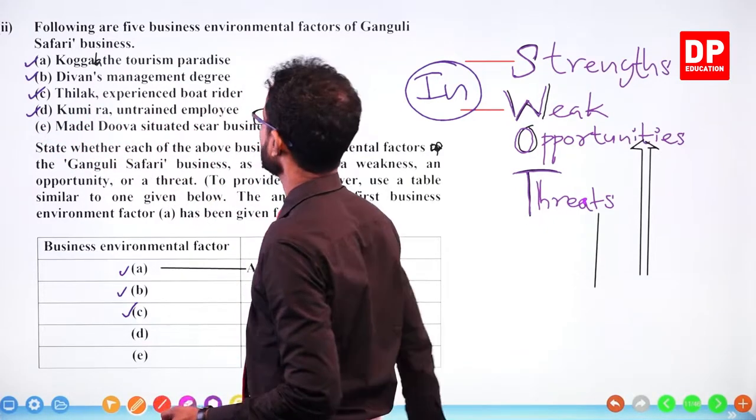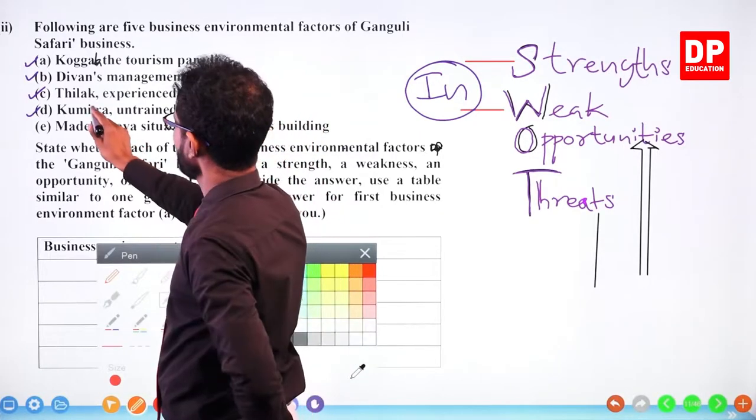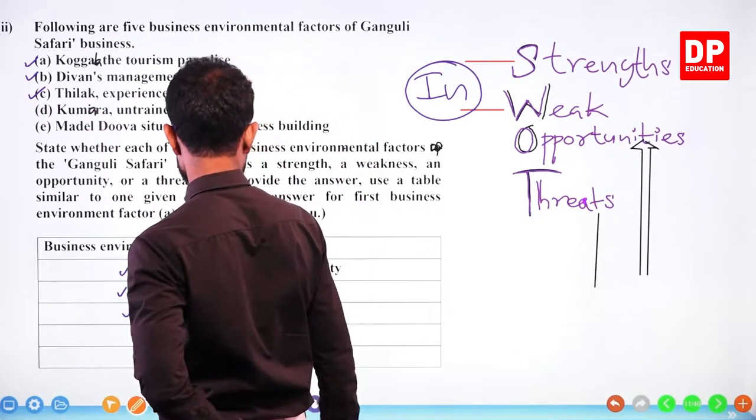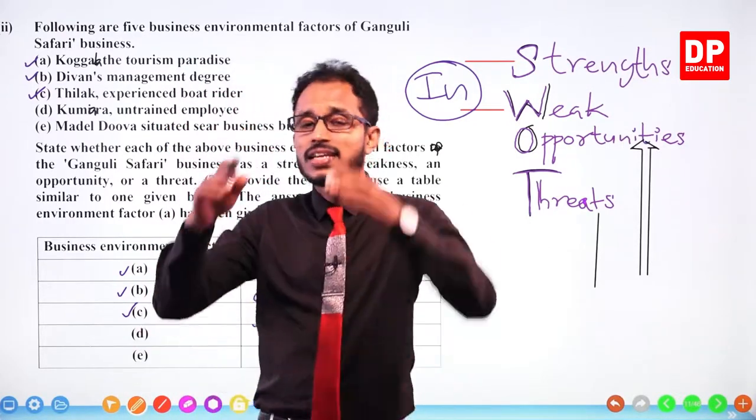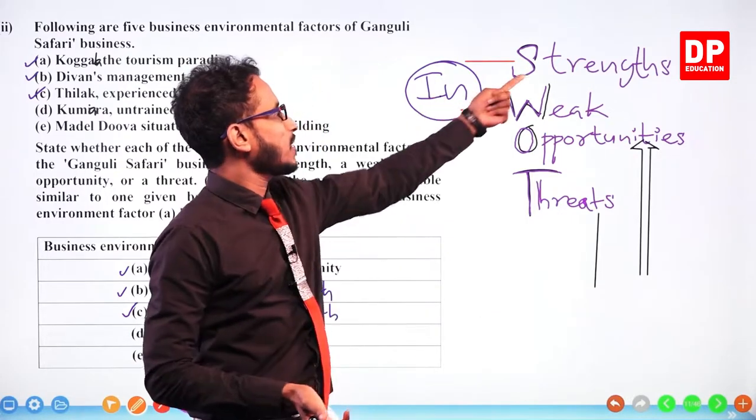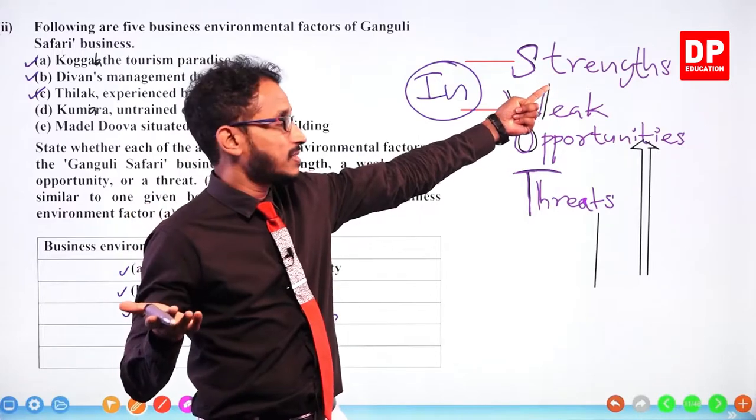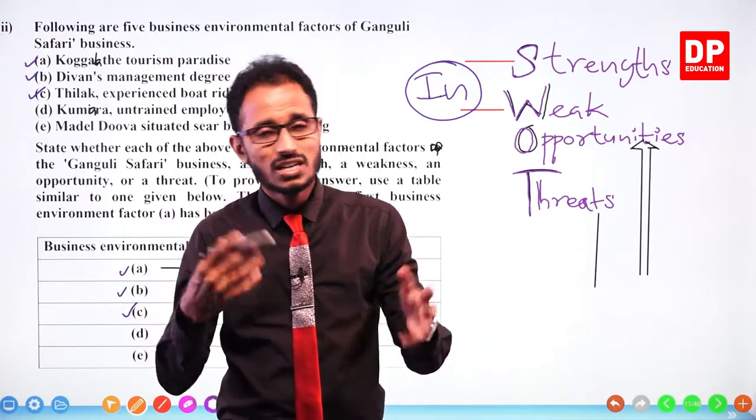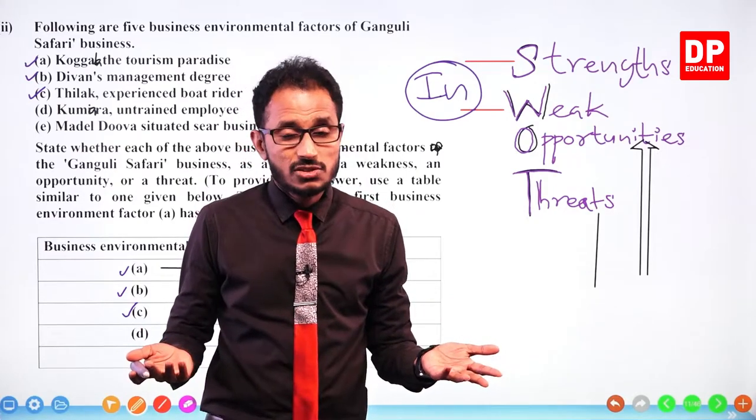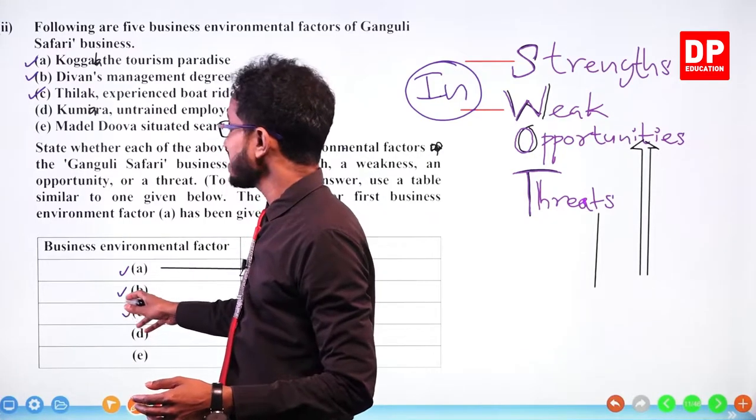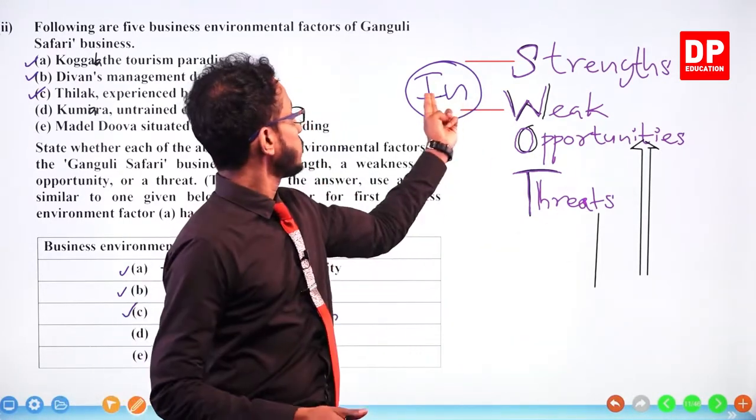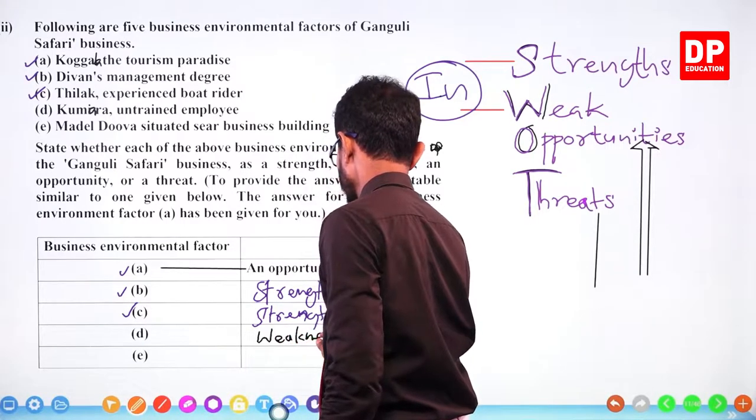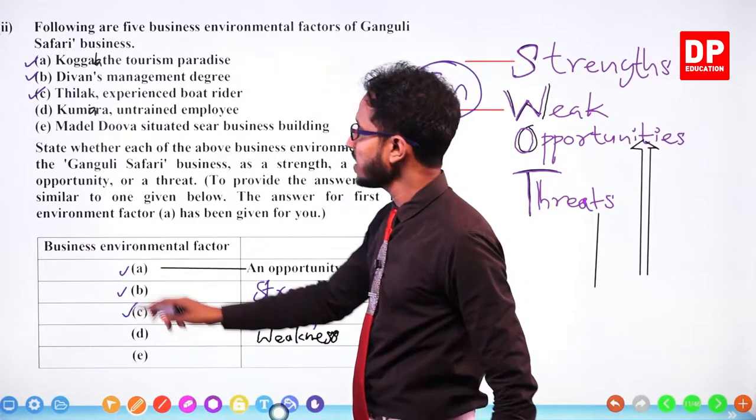D. Kumar, untrained employee. What an unfortunate situation. Well, still he's an internal factor, but he's not trained. That is a disadvantage for the business. He doesn't know how to ride a boat or how to handle customers or customer service. He's not experienced. He's untrained. So that is a negative side of the internal environment, which means it's a weakness. Right, so D is done.